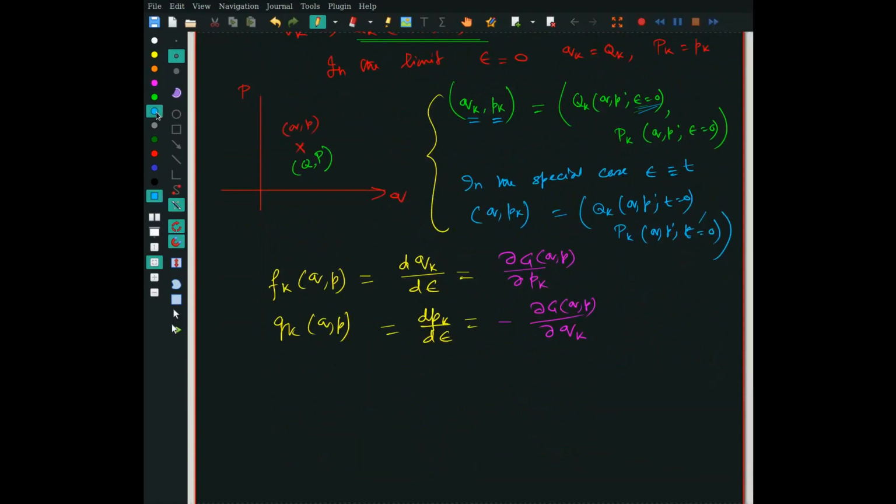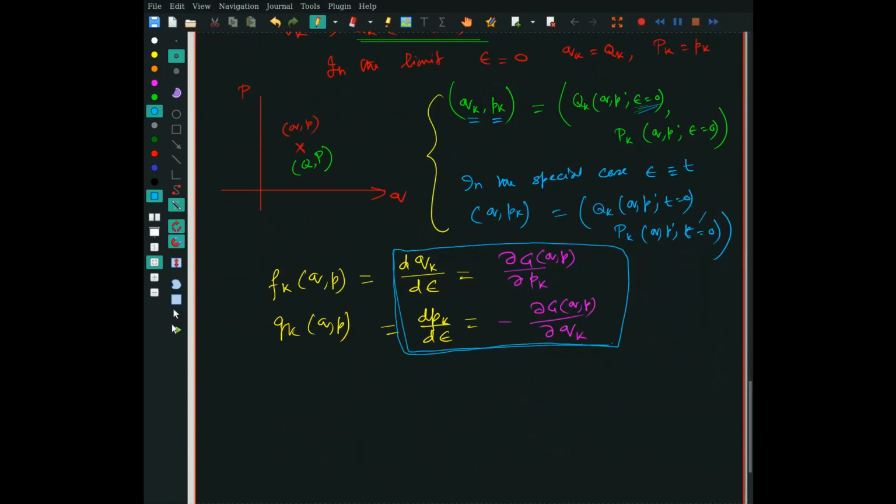Now notice this equation carefully. So this gives you an amazing idea of what Hamilton's equations actually are. These pair of equations look exactly like your Hamilton's equation. If you replace epsilon by time, then this is just your Hamilton's equation, right? If you just think that there is time in the place of epsilon, then this is just your Hamilton's equation.